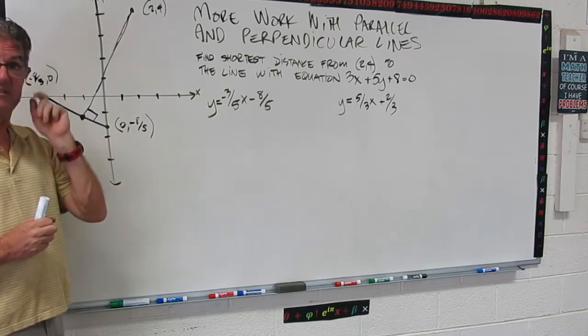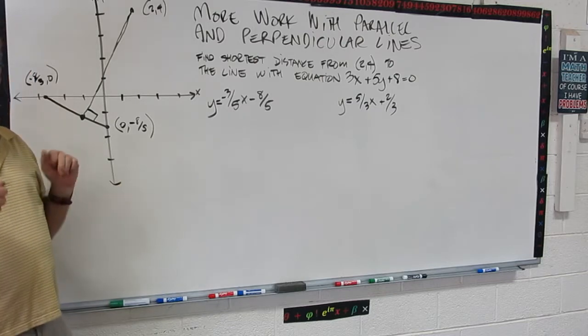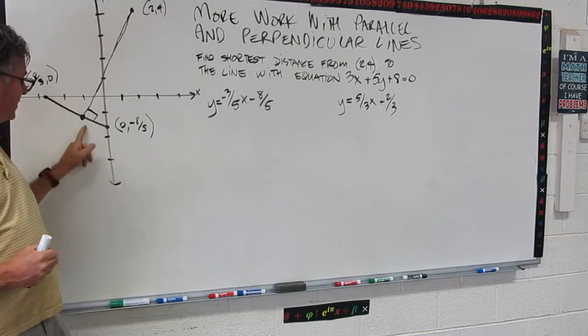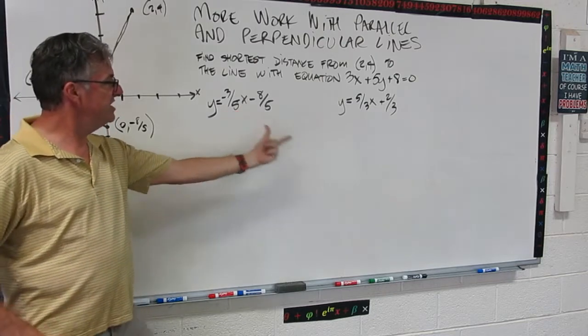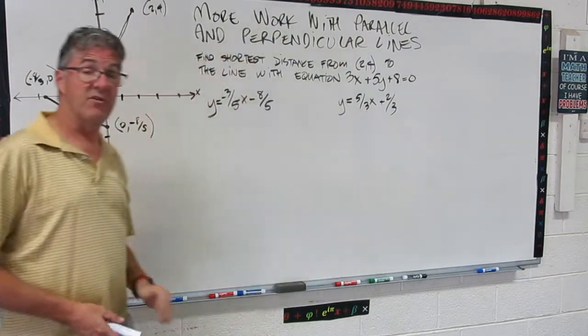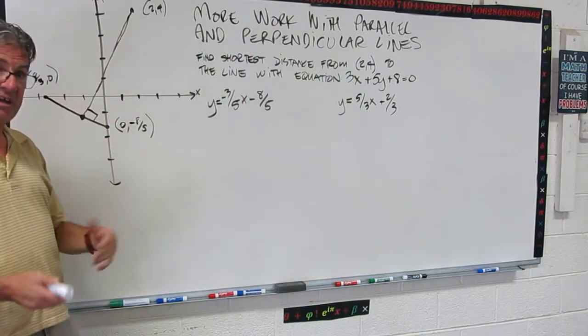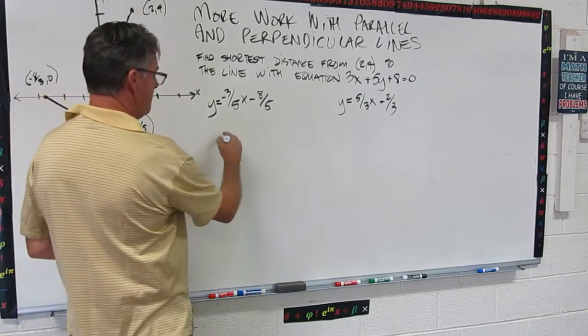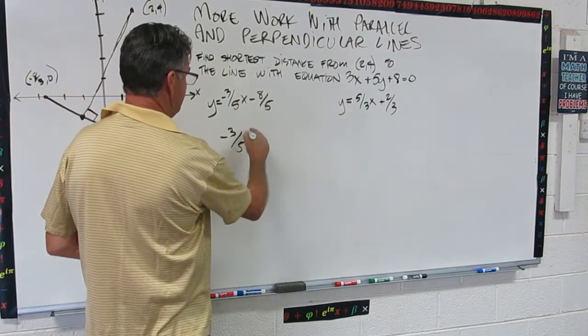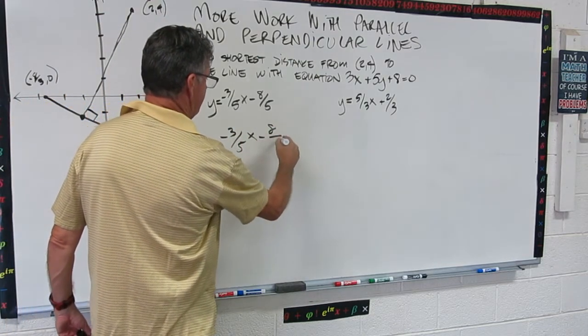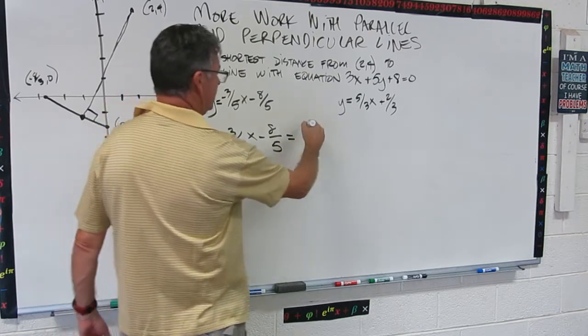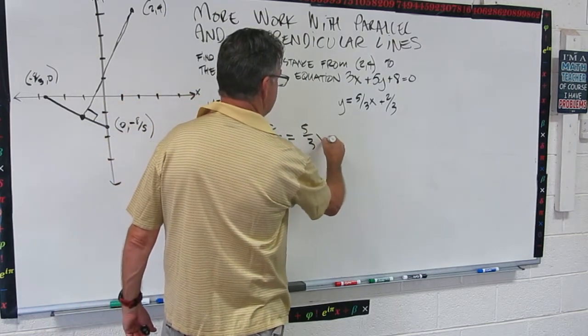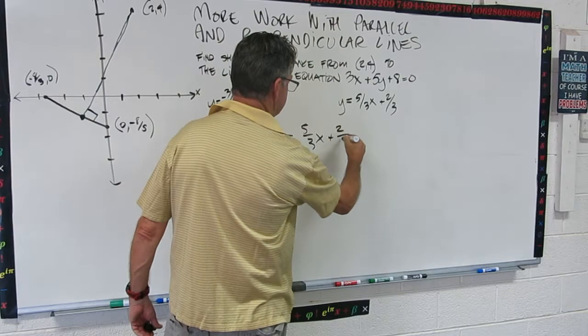If you want to try it algebraically, pause the video. Actually, I'll give you one hint. The way to do it, you'll find your x-coordinate of the intersection point by setting this equation equal to that equation and solving for x. Okay, I'm going to do that. So I have minus 3/5 x minus 8/5 equals 5/3 x plus 2/3.